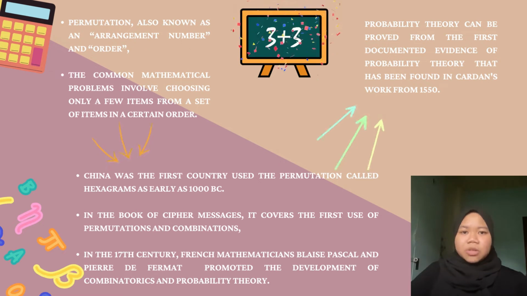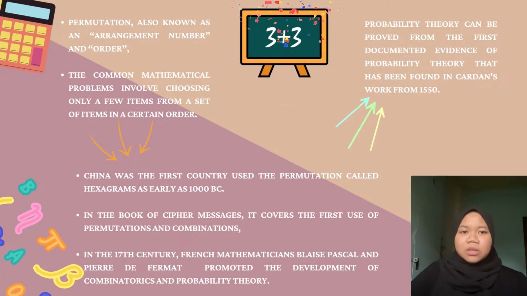China was the first country to use permutation, called the hexagram, as early as 1000 BC, while from 717 to 786, the Arab mathematician and cryptographer Khalid wrote the Book of Cipher Messages, which covers the first use of permutation and combination to list all the possible Arabic words with and without vowels.